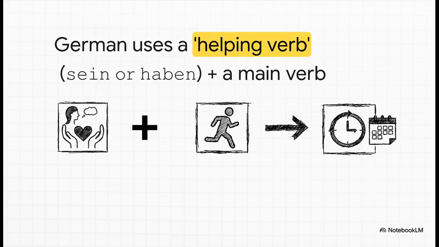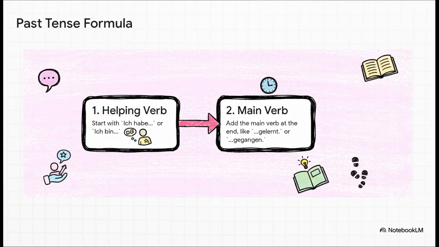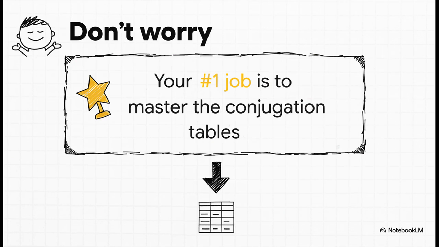To talk about something that happened in the past, you'll often start with a version of sein or haben. And this slide shows you the basic recipe. For example, to say I learned, you'd actually say ich habe gelernt, which sounds like I have learned. To say I went, it becomes ich bin gegangen, I am gone. You see how haben and bin are just there to help the main verb? That's their second job. But please, really, do not worry about this part yet. I'm only showing you this so you understand why memorizing these verbs right now is so important for your future.